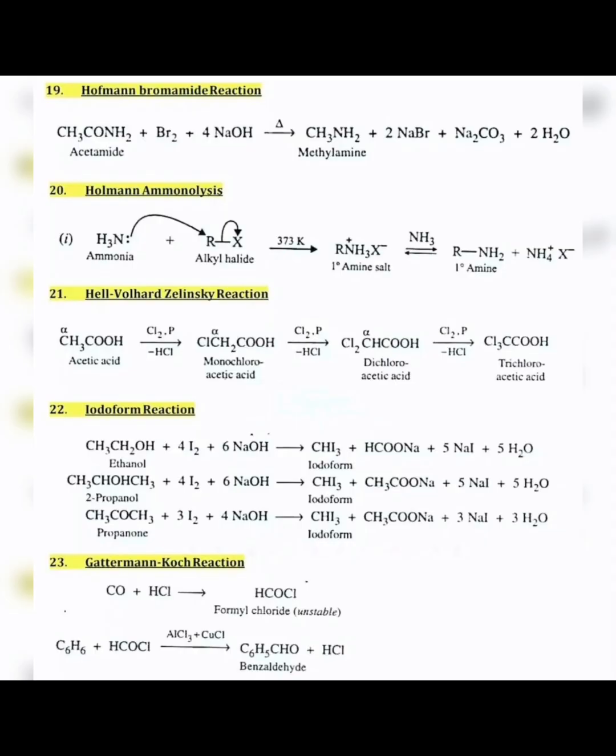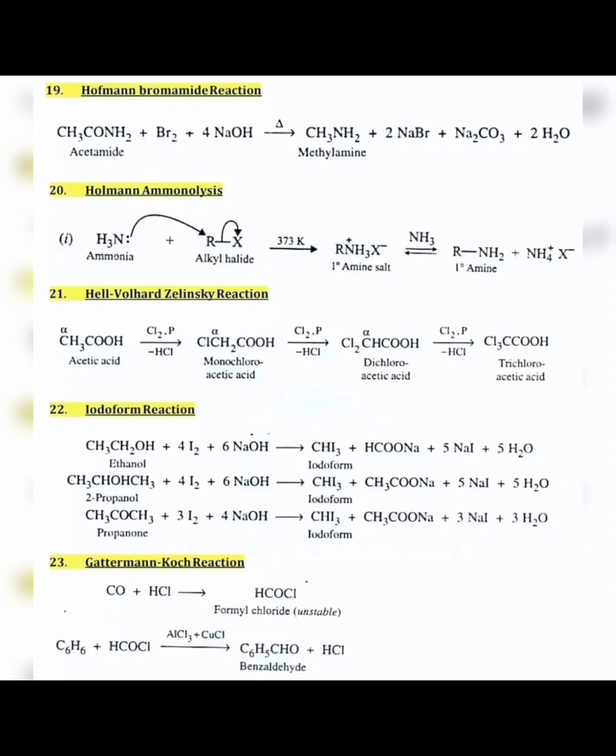Next reaction is HVZ reaction, that is Hell-Volhard-Zelinsky reaction. When acetic acid reacts with any halogen in presence of red phosphorus as a catalyst, it first gives monochloroacetic acid. When it further reacts with another mole of chlorine in presence of red phosphorus, it gives dichloroacetic acid as a major product. When it further reacts with excess of chlorine in presence of red phosphorus, it gives trichloroacetic acid as a major product.